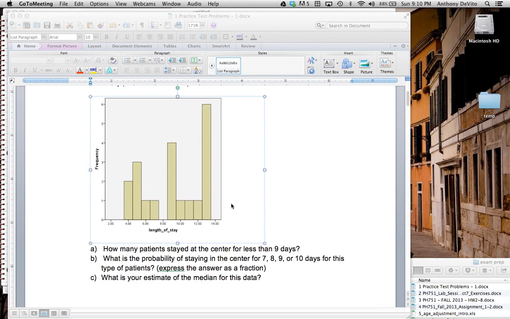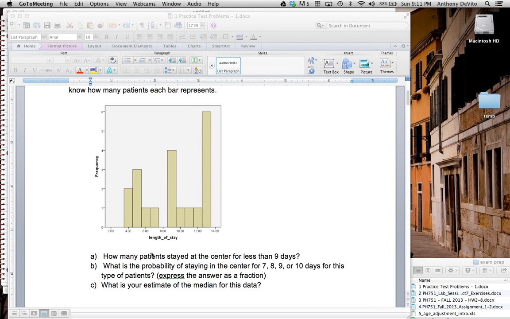But we have a pretty good idea of where we're going there. Okay. How many patients stayed for less than 9 days? Well, it's this group of patients here: 1, 3, and 2. So 7 patients. What's the probability of staying in the center for 7, 8, 9, or 10 days?